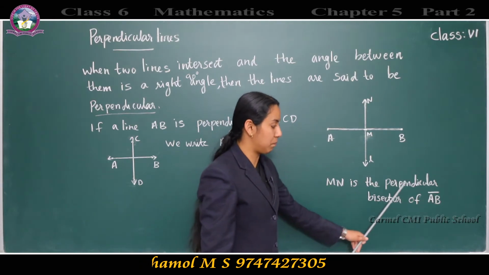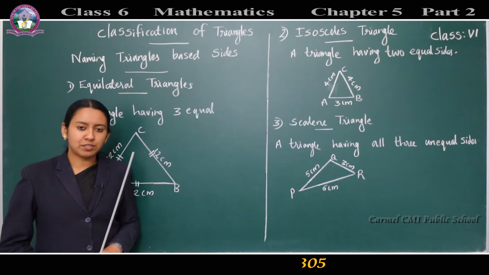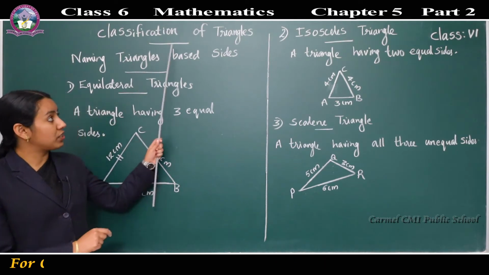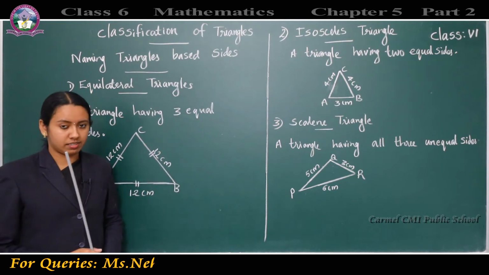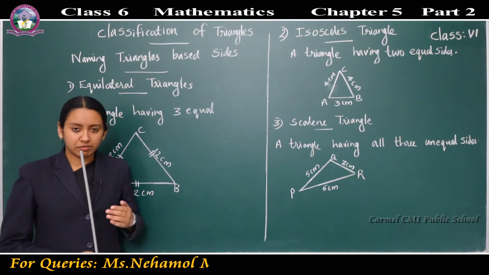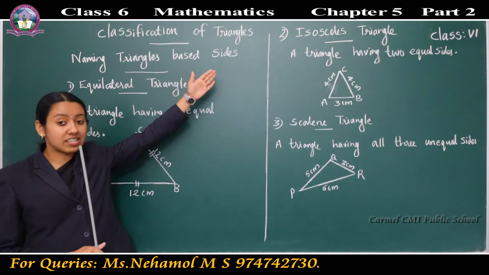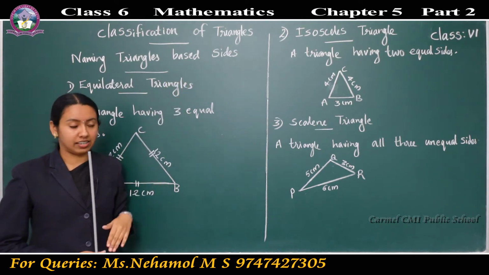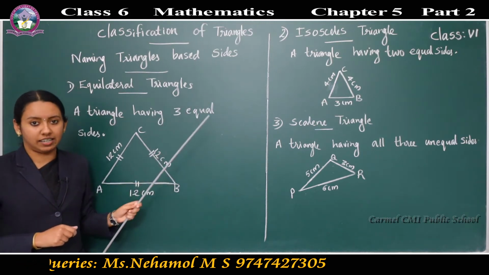MN is the perpendicular bisector of AB. Next topic is classification of triangles. Triangles are classified into different types based on sides as well as angles. First one, naming triangles based on sides.